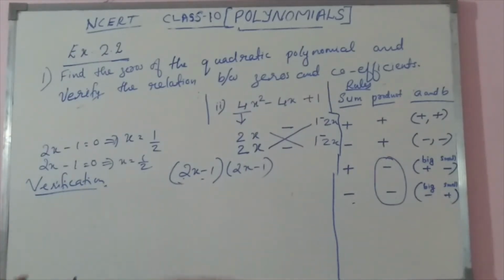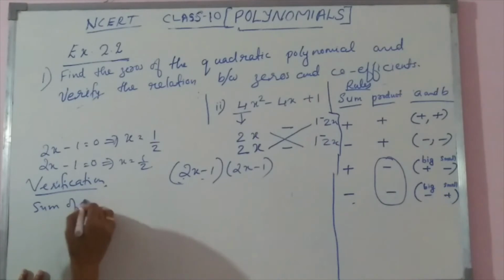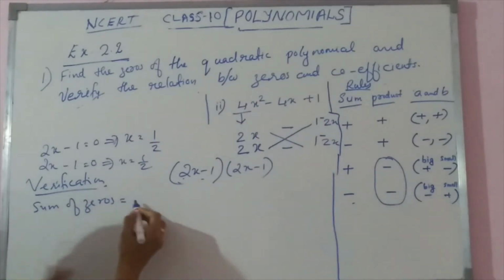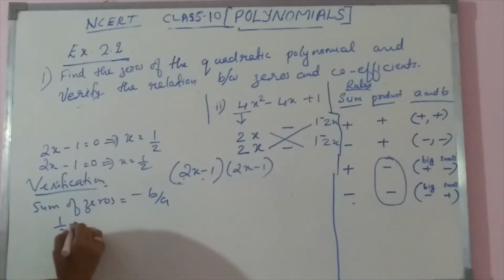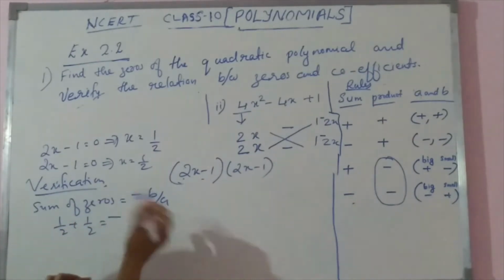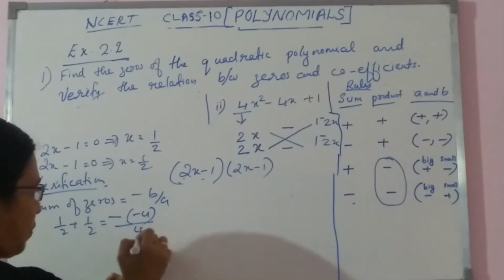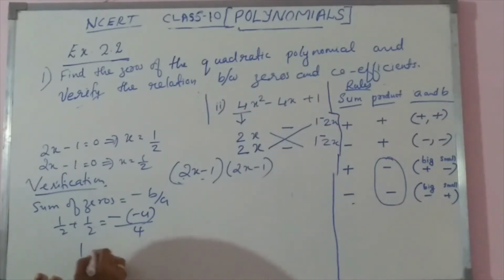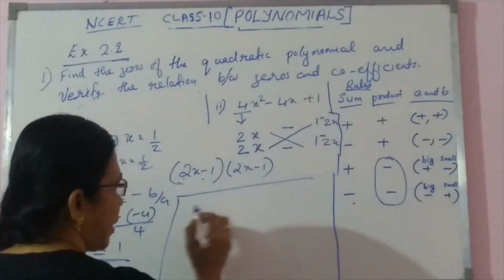While doing verification, sum of zeros is equal to minus b by a, you must write this step. So sum of zeros is 1 by 2 plus 1 by 2, equal to minus b by a. Minus b is minus 4, divided by a, which is 4. So 1 by 2 plus 1 by 2 is 1. Minus of minus 4 is plus 4, and plus 4 divided by 4 is equal to 1. Therefore verified.